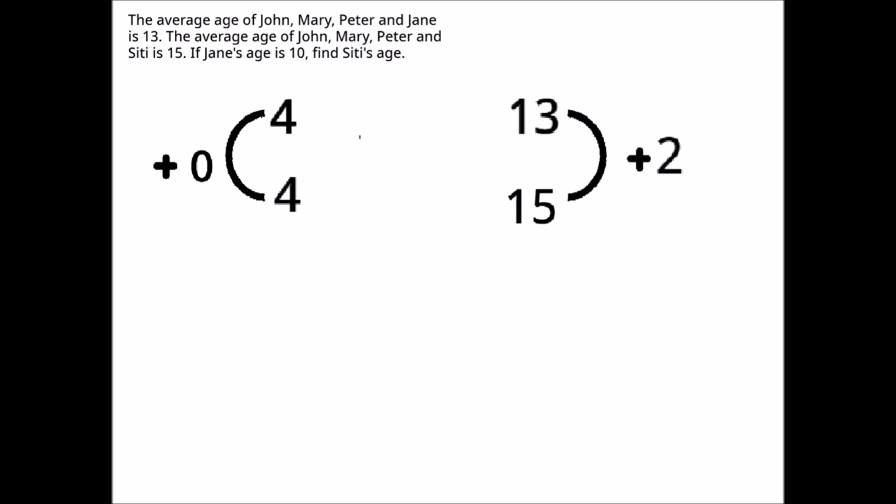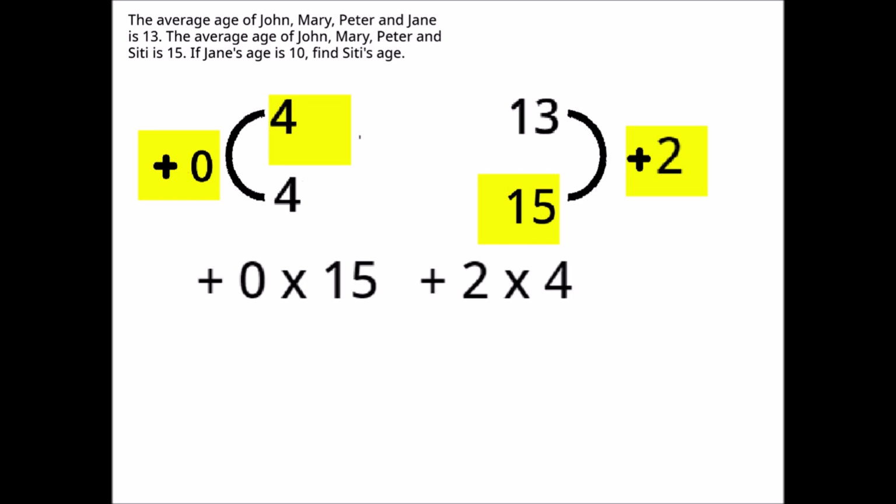We write 4 on the top left and 13 on the top right. There is no change in the size of the group as Jane is replaced by City. We write 4 on the bottom left and 15 on the bottom right. Left side difference is 0. And right side difference is +2. Applying the method, we get 0 multiply 15 and +2 multiply 4. Solve this equation to get 8.